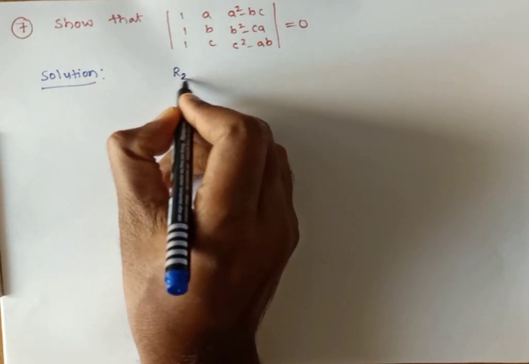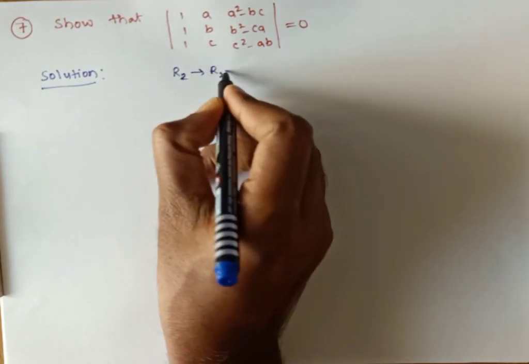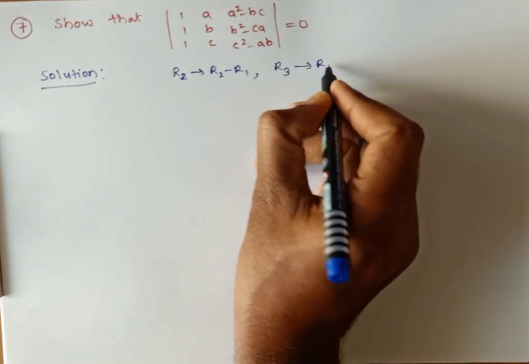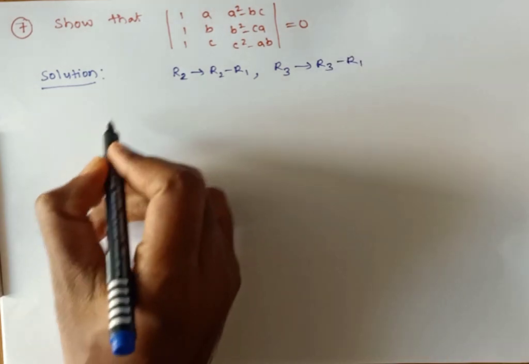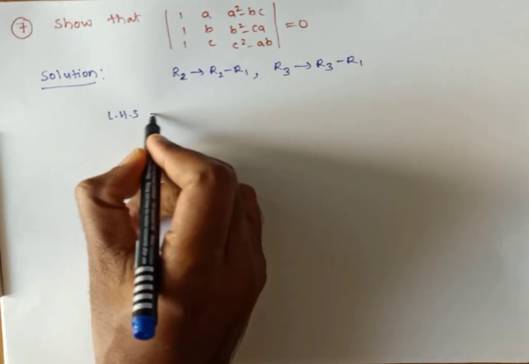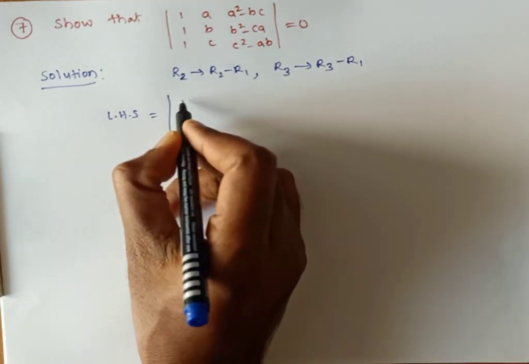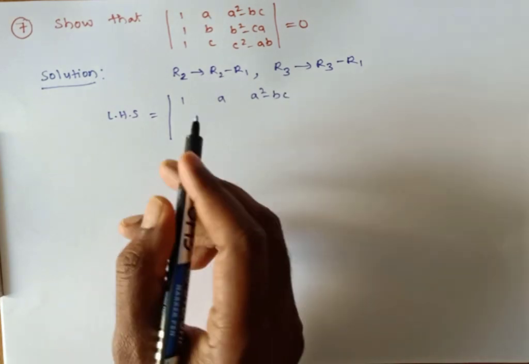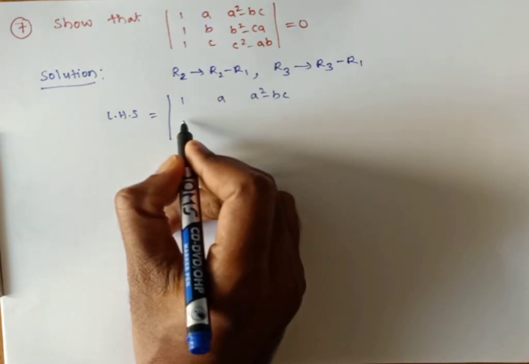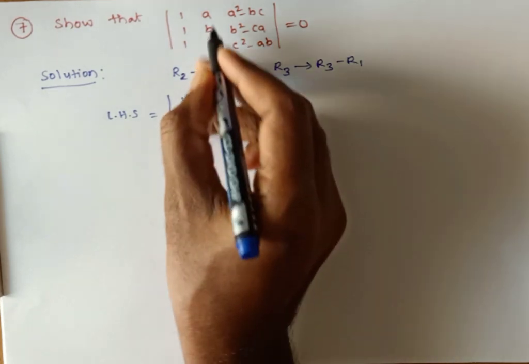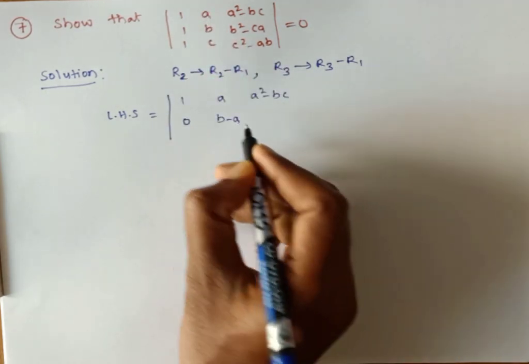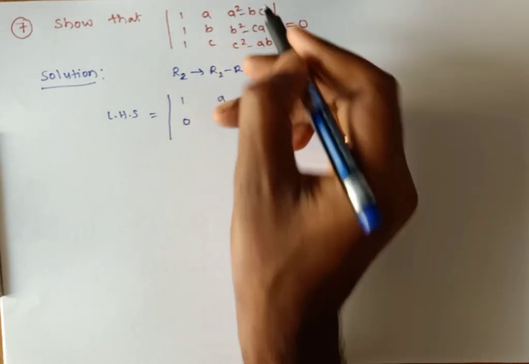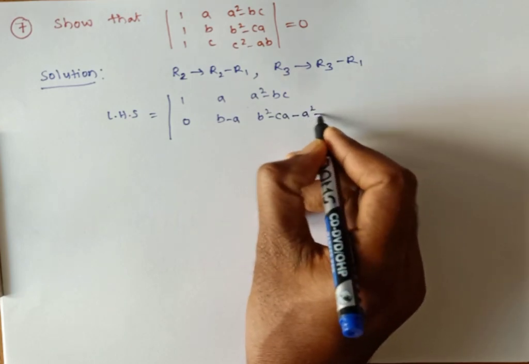On applying the row operations R2 minus R1 and R3 minus R1, the left hand side of the given problem becomes: 1, a square minus bc, no change in the first row. There is a change in the second row: 1 minus 1 is 0, b minus a, and b square minus ca minus a square, minus of minus means plus bc.